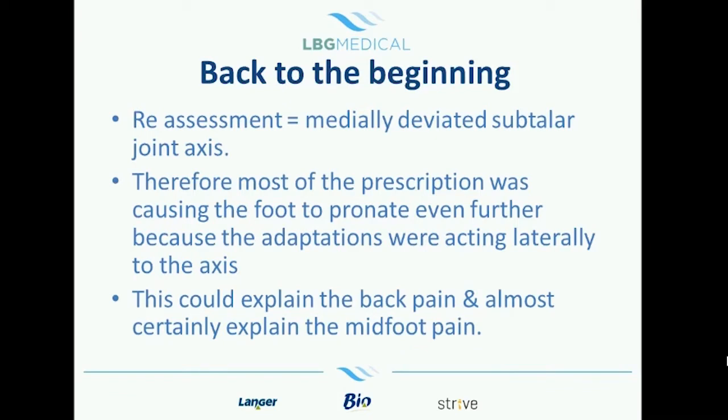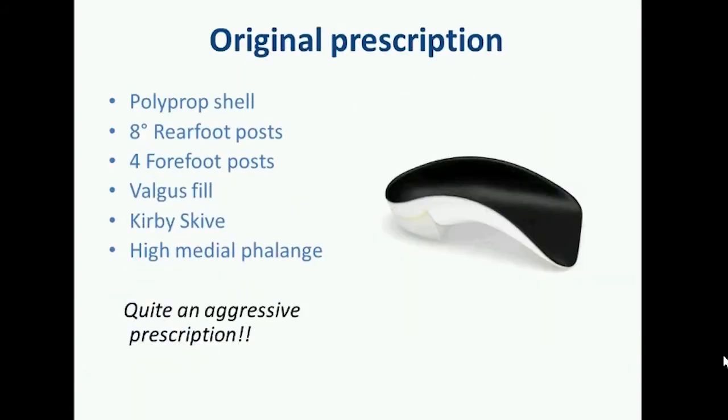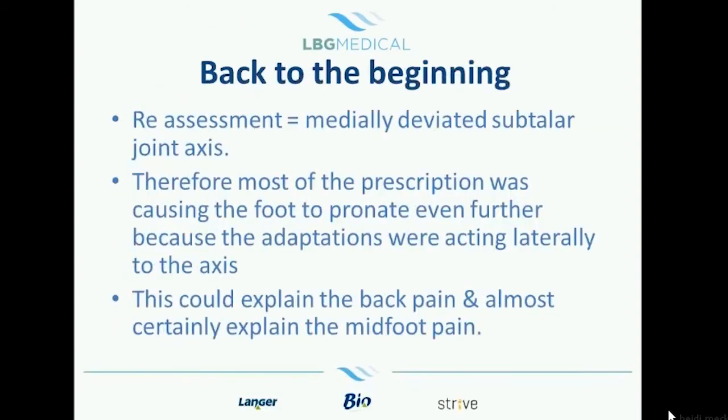Anyway, she did, and basically what that meant was that most of the original prescription was causing the foot to pronate even further. If I can go back to that, your polyprop shell is okay, your 8-degree rear foot posts are okay, but forefoot posts, because that's crossing the axis line, are just going to push the foot the wrong way. The valgus fill is going to push the foot the wrong way. The Kirby Skive would be correct, and the high medial flange would depend entirely on where the axis was lying.